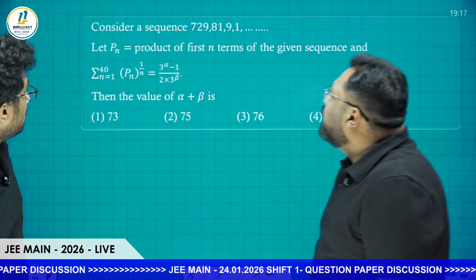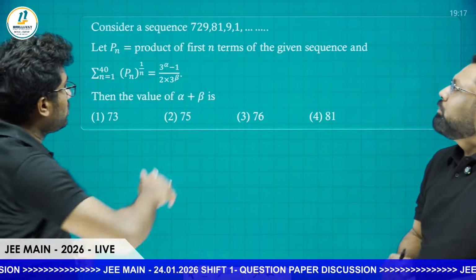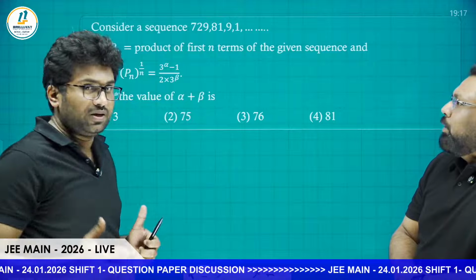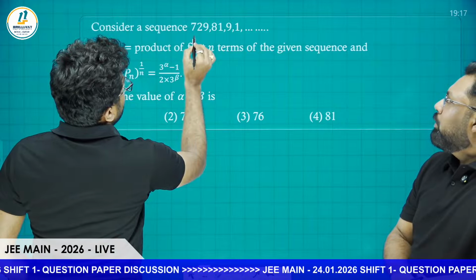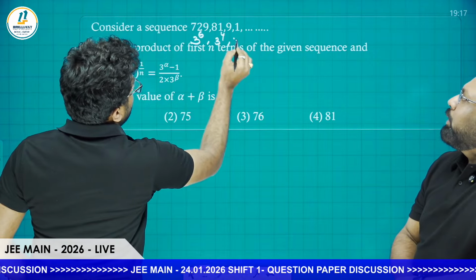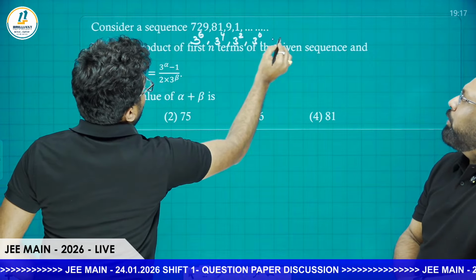Next question. Consider a sequence 729, 81, 9, 1. It is very clear that this sequence is in GP. If we express in terms of powers of 3, it is 3 power 6, 3 power 4, 3 square, 3 power 0 and so on.